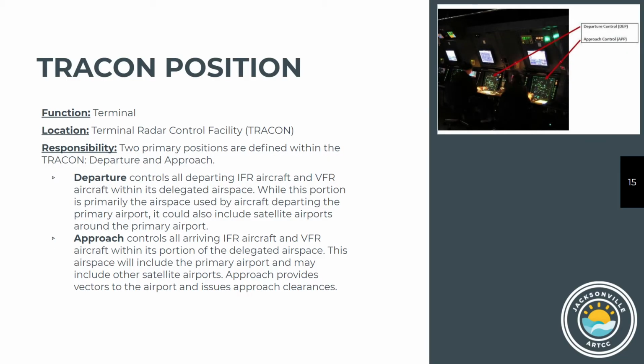Well, that is the Terminal Radar Control Facility. Typically, they're divided into departure and approach. So the departure will control all the departing IFR aircraft and VFR aircraft within its airspace. And while this portion is primarily the airspace around the primary airfield, it's important to notice that they also control satellite airports that are within or under that airspace. A great example of this is Orlando Executive, which is very close to and just under the arrival or departure airspace of Orlando International.